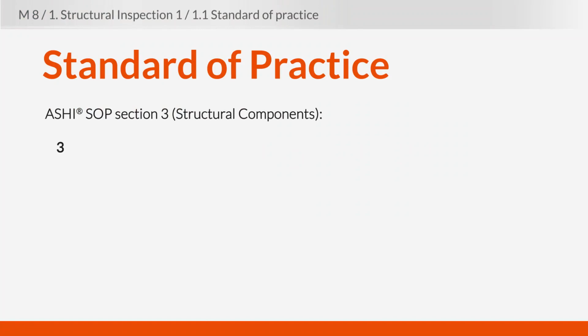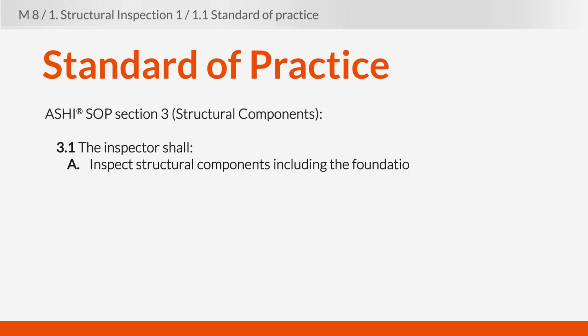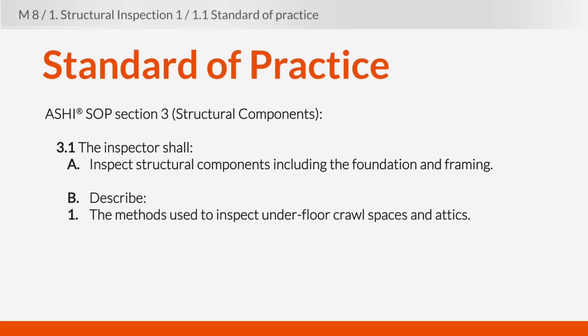The ASHI standard of practice covers the structural components in Section 3. The inspector shall inspect structural components including the foundation and framing. And we should describe the methods used to inspect underfloor crawl spaces and attics. All they mean by that is, did you enter it? Did you look at it from the hatch, or did you not look at it at all because it was inaccessible?